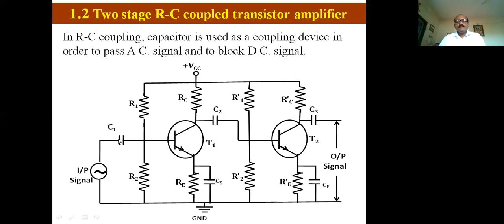Now what is the function of C1, what is the function of C2, what is the function of C3? This capacitor and this capacitor are different. The capacitor is the same type, but the value of this capacitor is small and the value of this one is large. This capacitor is used to couple the input signal, passing the AC signal from one side to the other side.